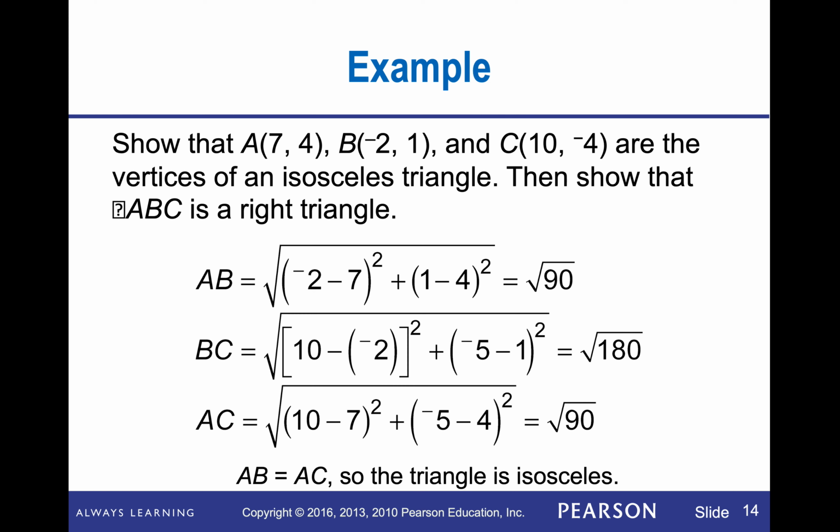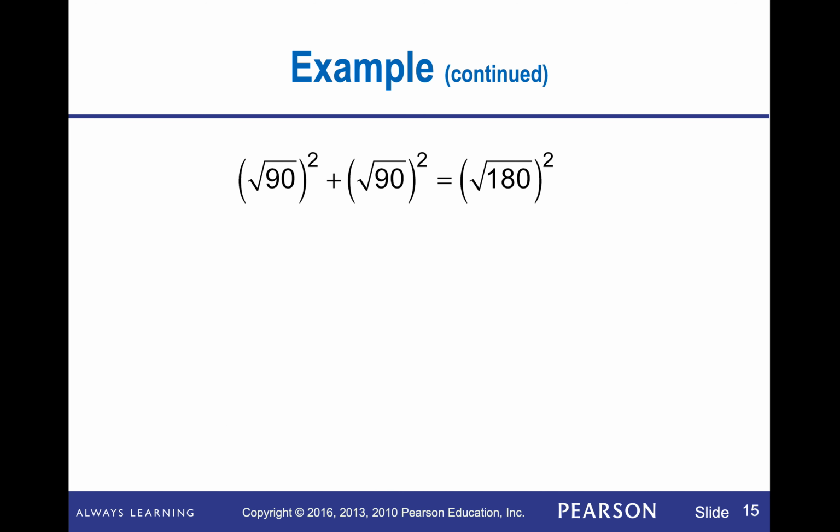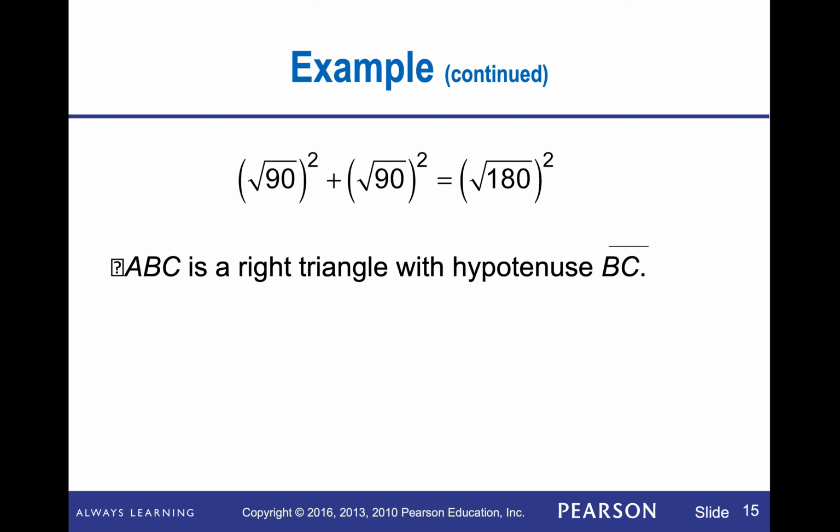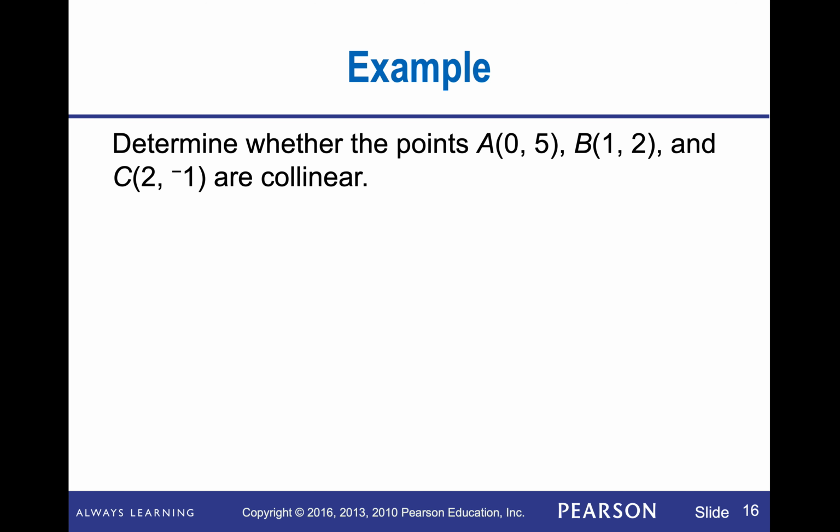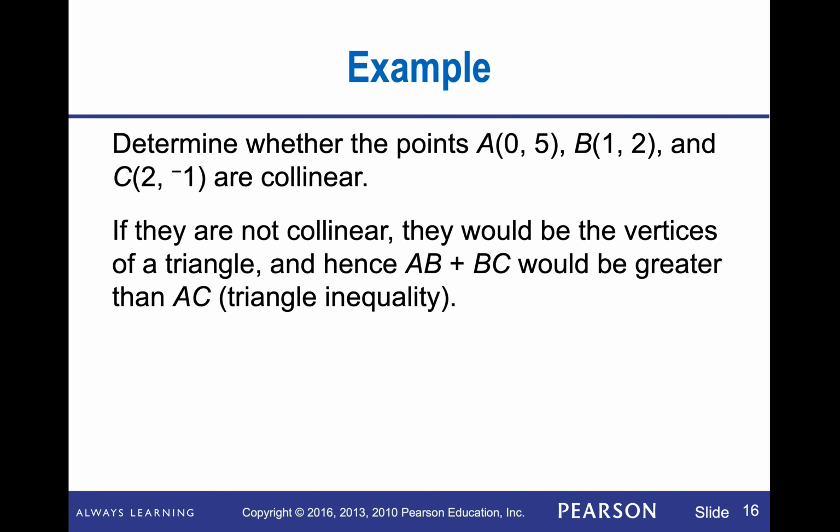Now that I have the distance between all 3 points, I see that 2 of them are the same, which is how I know this triangle is isosceles because 2 of the sides have the same measurement. Here, I know that because this is true, it's going to be a right triangle. So if I want to determine whether these points are collinear, I could plot them and very easily see the answer would be no. And I could see they would be vertices of a triangle and not forming a straight line.